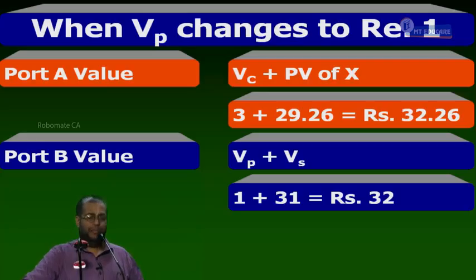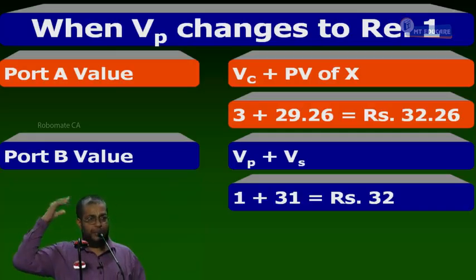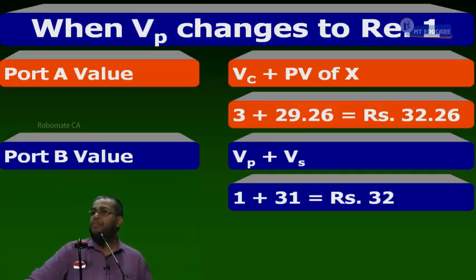And buying portfolio B means, please fill in the blanks. Buying portfolio B means what? Buying put and buying share. Buying portfolio B means buying put, in brackets, holding put, bracket close, and buying share. Everybody, are you having the clarity or not?